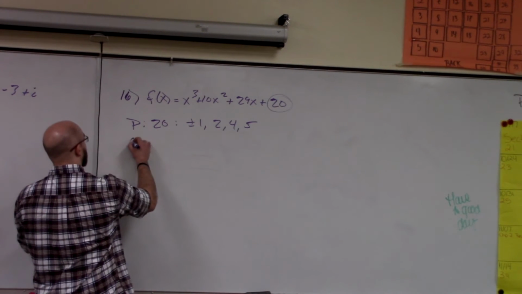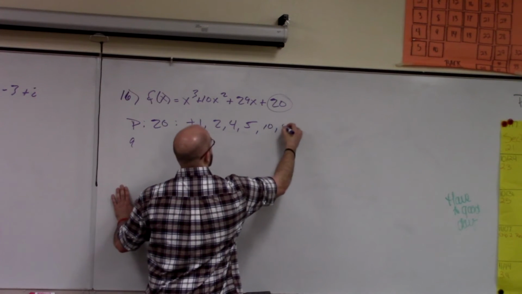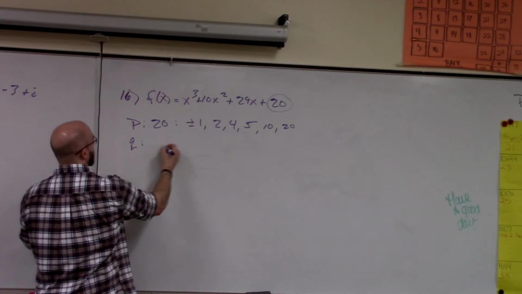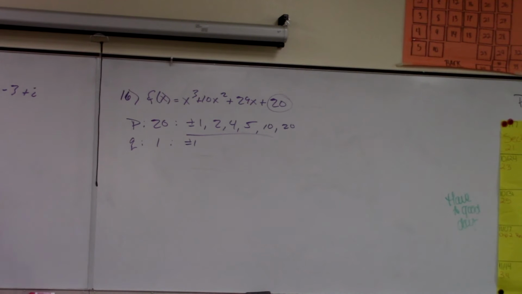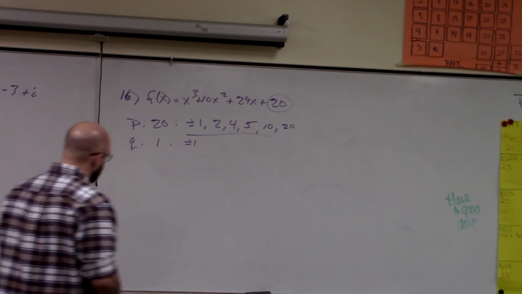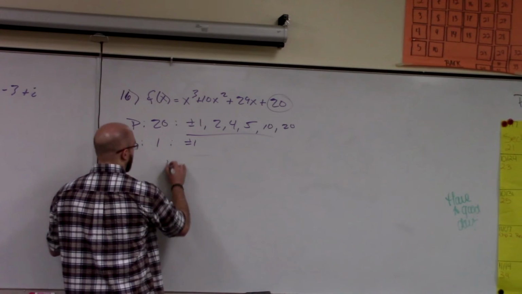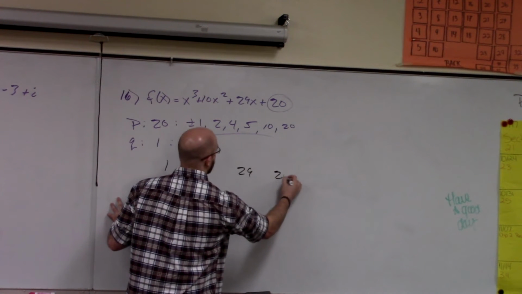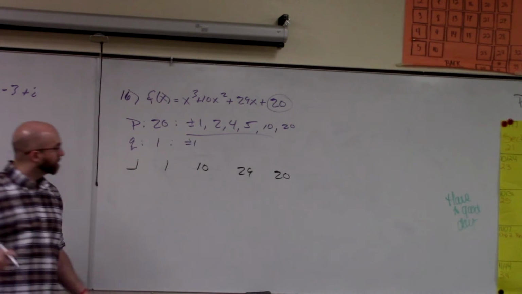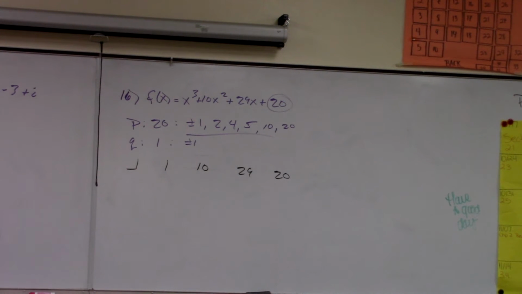So those are all possible answers. So what do I do now? Do synthetic division. Just try one. Let's just try the options that they give us for multiple choice. That's what I would do if I had multiple choice, but it's probably not going to be.